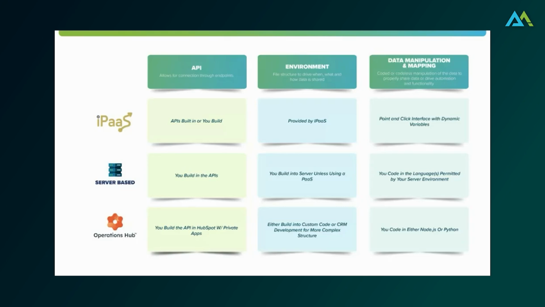So when we look at our iPaaS, the API is already connected, and the environment, right? We're talking about the file structure, your endpoint, setting up how you're going to reference information to run your audit, to run your integration. All of that is already done for you in the iPaaS. You don't have to manage the environment, okay? And then it is a point and click interface. You don't have to write code.